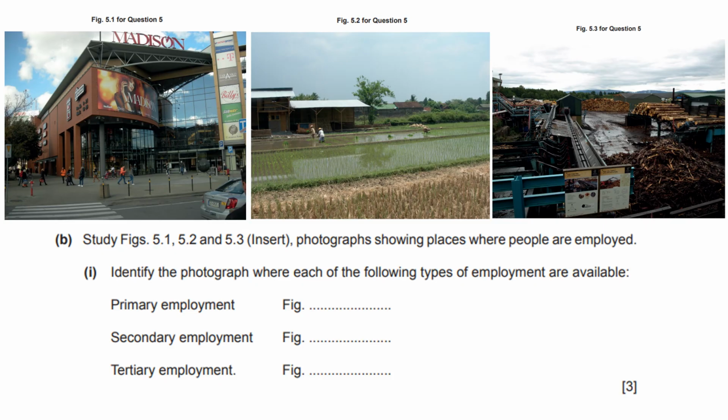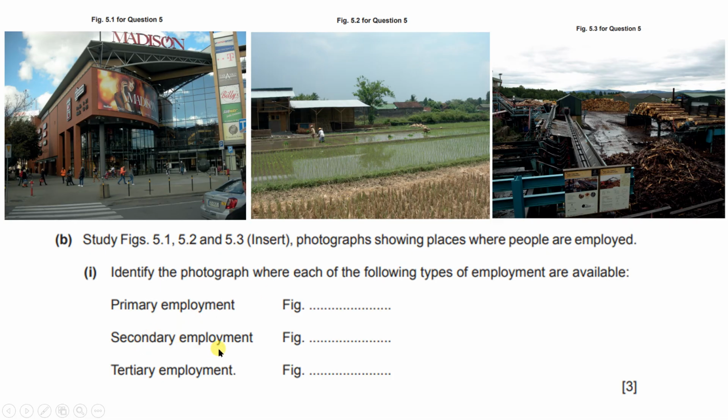And insert photograph showing places where people are employed. Now identify the photograph where each of the following types of employment are available. First, primary employment. I think if you look at here, what you're doing is farming, and that's quite a primary employment. So figure 5.2 is primary.